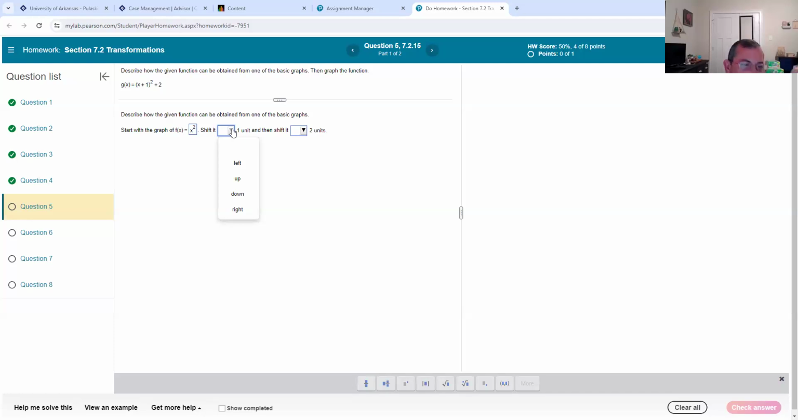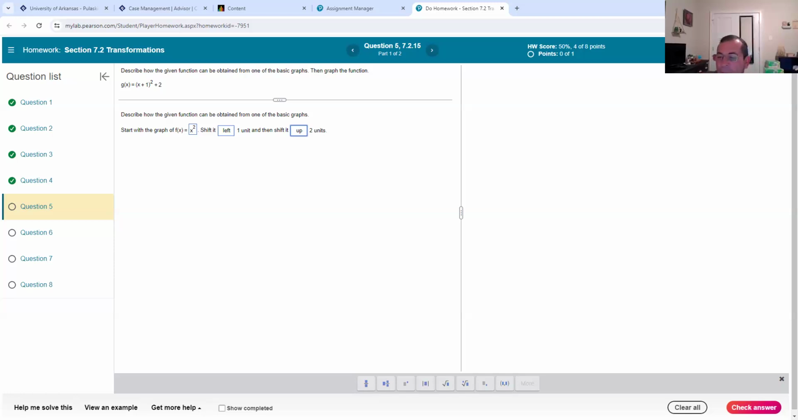So it's going to be left, good job, because it's inside the parentheses being added. And then it says shift it blank 2 units. Well, that 2 at the end is being added. So that's either going to be right, left, up, or down. And let's see what y'all got. Up on that, good job, y'all. So that's what you got to watch out for. Are those numbers inside parentheses or are they on the outside?